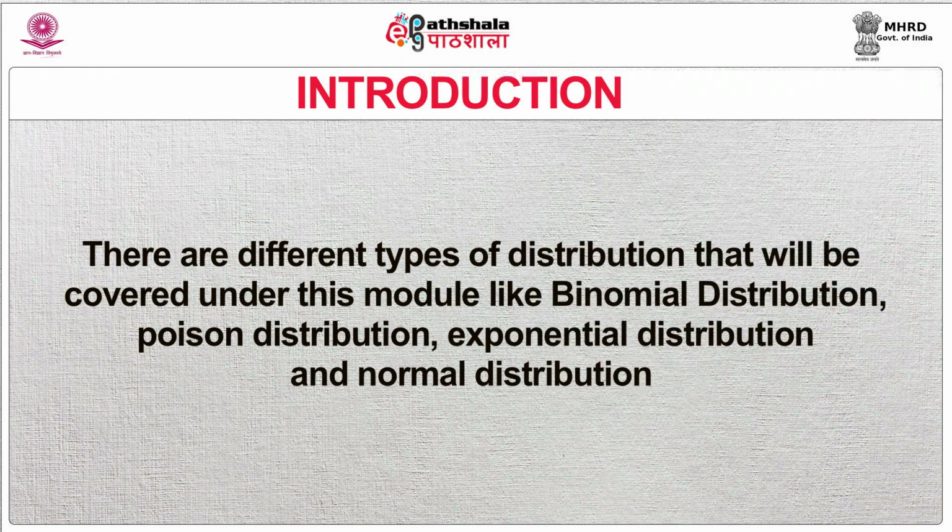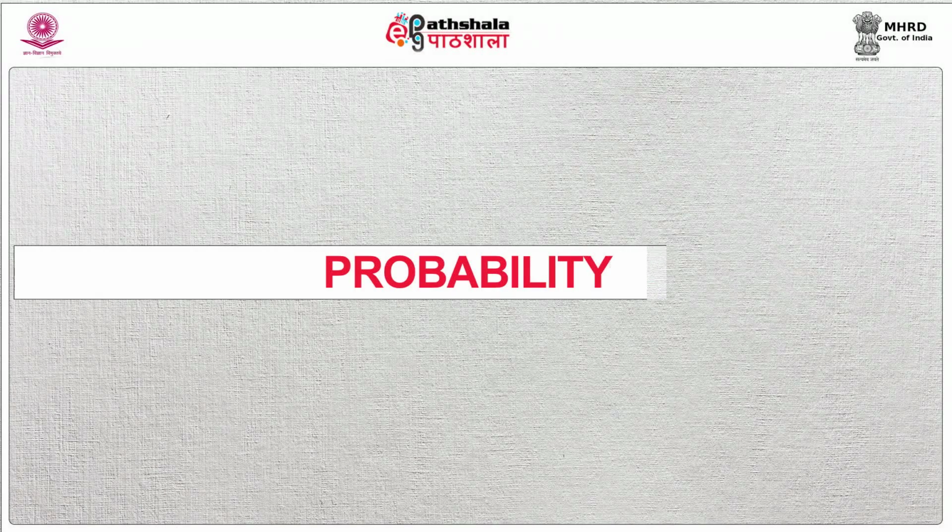In the present module, you will also be presented with the probability distribution. The probability distribution of a discrete random variable is a list. There are different types of distribution that will be covered under this module, like binomial, Poisson, the exponential distribution and the normal distribution. First of all, let's understand what probability is.